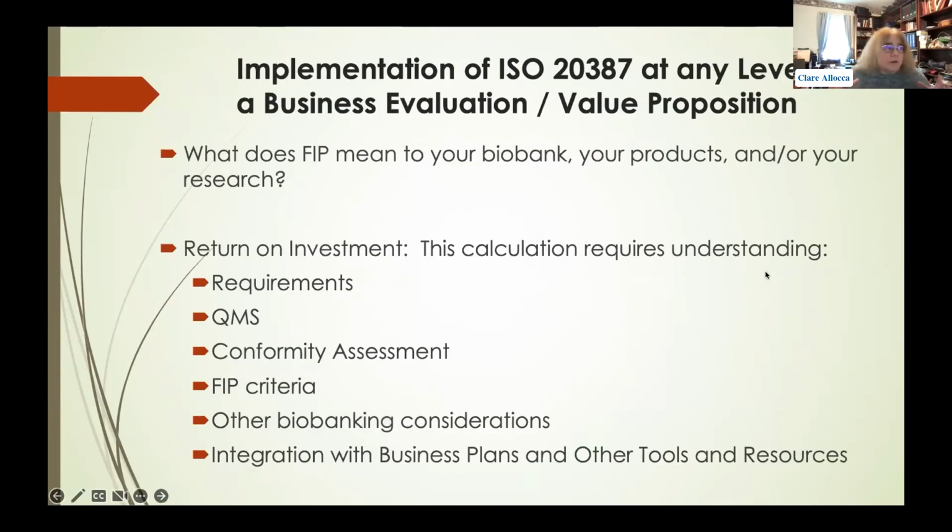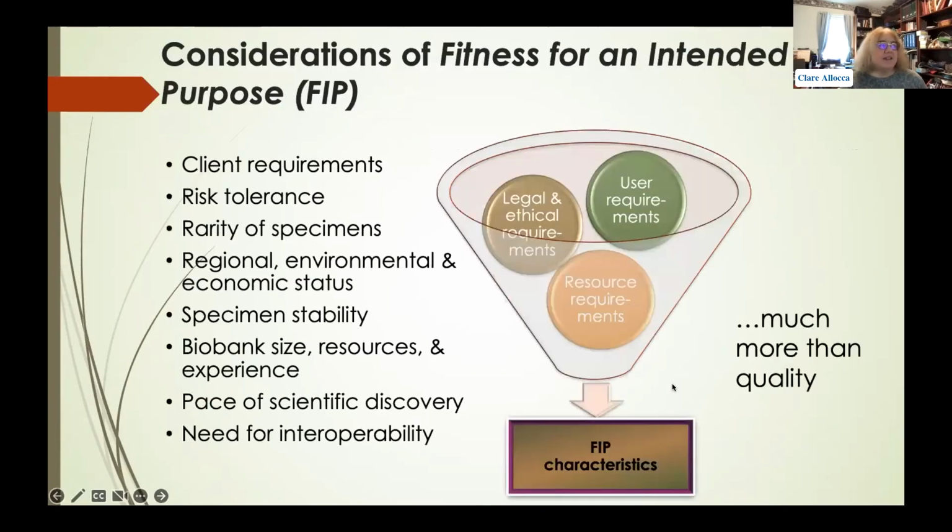So here's really where we get to it. So implementation of ISO 20387 or any other, particularly conformity assessment standard, is a business evaluation. It's a value proposition. And so it really goes back to, as a biobank or as industry or a producer or user or university or anyone else, what does fitness for an intended purpose mean to you? And what do you think it will mean to the users of your biobank in this case? And so there are many factors that could be included in that set of considerations. And so what do your clients require? What is the risk tolerance here?